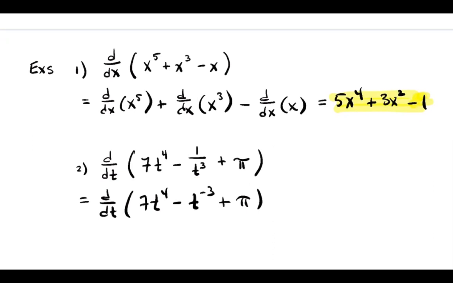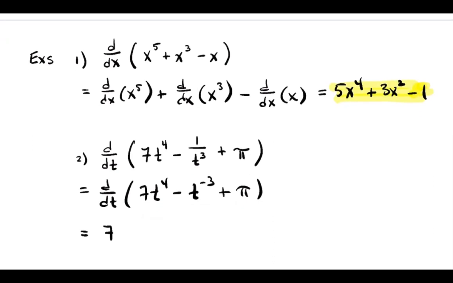And now let's just differentiate term by term. All right, the first term has a constant multiple 7 in it, but that rule says leave the 7 there. So it's 7 times the derivative of t to the fourth, which is 4t cubed. Here I've got subtract, bring the negative 3 down, lower that exponent by 1. What's the derivative of the constant pi? Pi is just a number that's approximately 3.14. The derivative of a constant is 0.